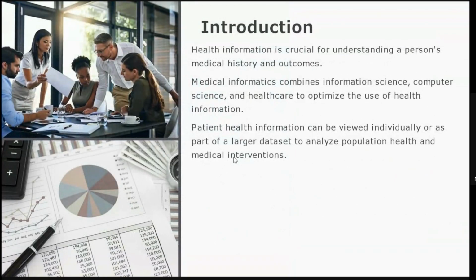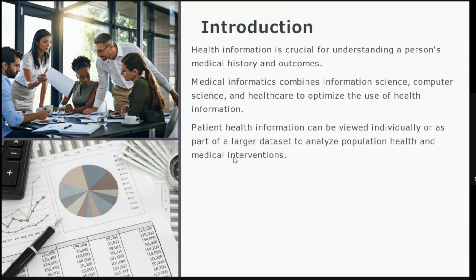Let's look at it. Health information is obviously crucial, because you would like to know about the patient's history, the patient's outcome, what kind of history the patient has, and what kind of treatment he is going to get. So medical informatics combines information science, computer science, and healthcare. It's a combination of all three. First and foremost, you're using information science, lots of data. You're also using computer science. Then you are also using healthcare. So overall, it is to optimize health information.